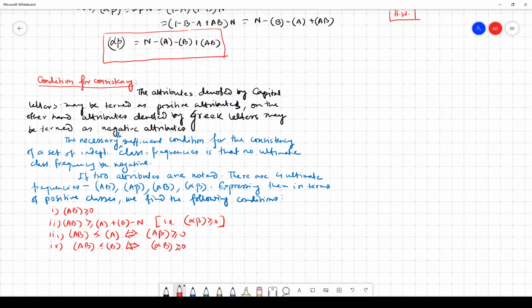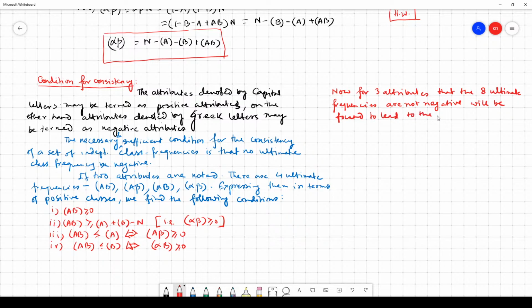Now for three attributes, the 8 ultimate frequencies are not negative. Will be found to lead to the following.